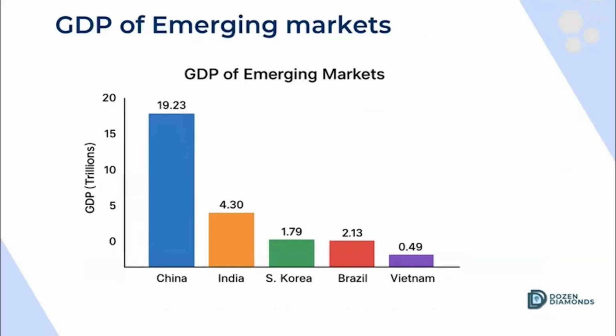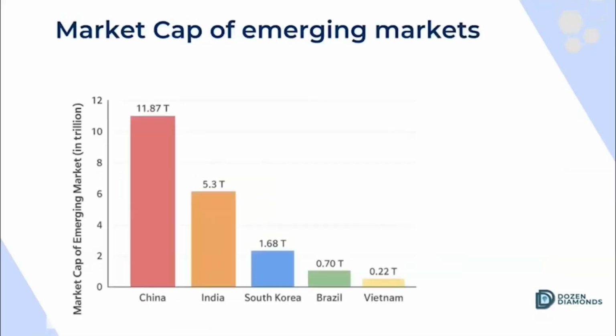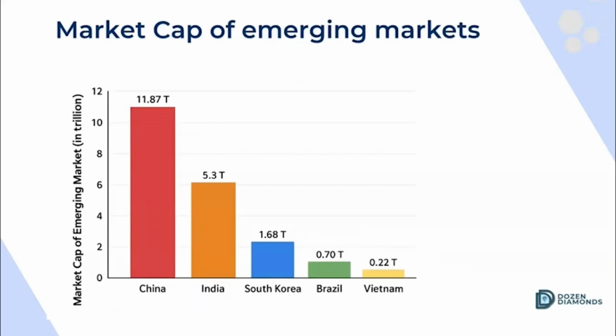Right. And if I talk about the market capitalization of the emerging markets, similarly, China is sitting at 11.87 trillion. As Abhinav also talked about these things, India and China are common in my list, but the 3 different countries are South Korea, Brazil, and Vietnam. Their market capitalization: Vietnam is very low, at $0.22 trillion, which means $220 billion. Brazil is sitting at $0.47 trillion. South Korea, $1.68 trillion.